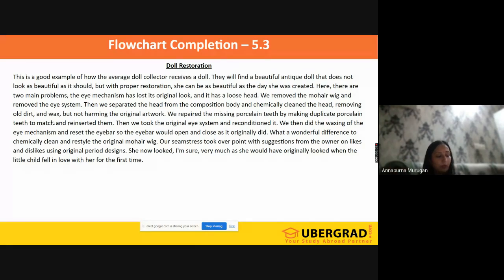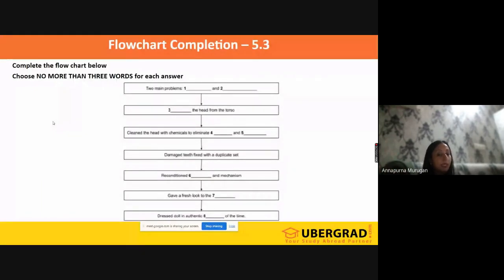Very good, very good. I could see many answering the right answers. This is how simple reading comprehension and flow charts are. Damaged teeth fixed with a duplicate set. Now we don't have any blank. One more thing, guys. Whenever we don't have any blank, especially in flowchart diagrams and table completions, and even in the summaries, people won't read that particular sentence, they jump to the next one. Don't do that.